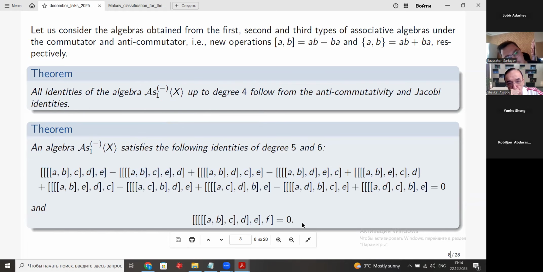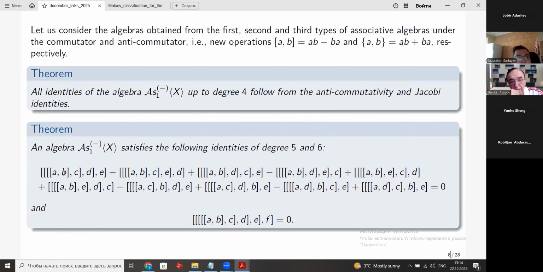So you see, in S1, under commutator, we obtain two new identities. And how to prove that these two identities are new? That doesn't follow from anti-commutativity and the Jacobi identity. It's an easy task. Just let me remind you of the basis of the free Lie algebra.